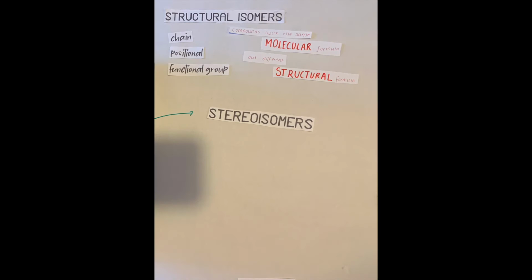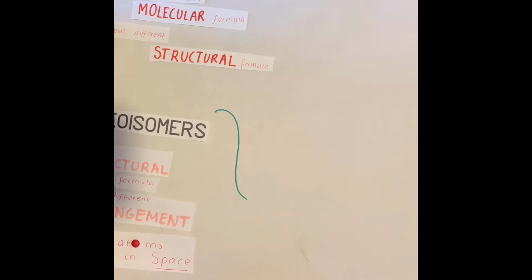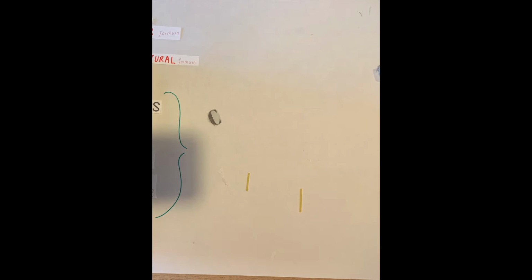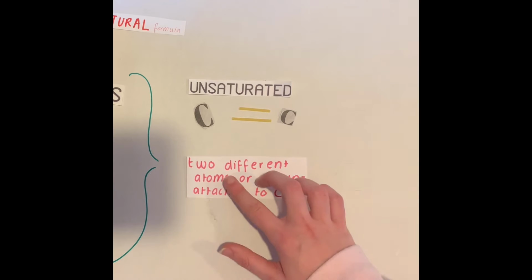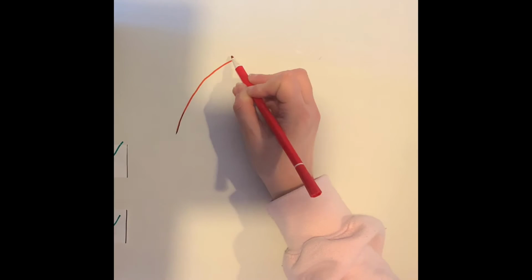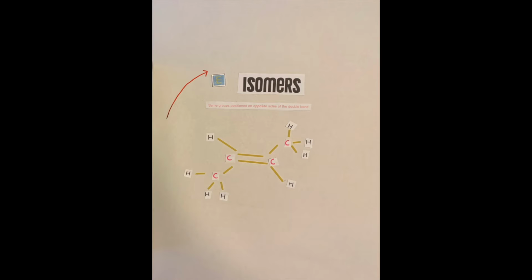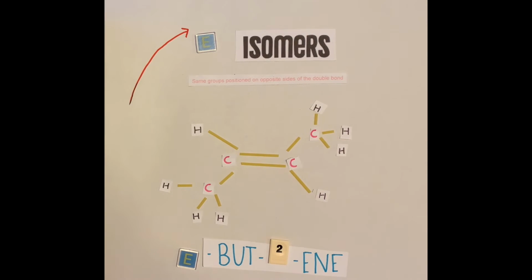Next up, we have stereoisomers. These are compounds with the same structural formula but a different arrangement of atoms in space. In order to have stereoisomerism, we need a C double bond C and two different atoms or groups attached to this double bond. Our first type of stereoisomers are E isomers. It's when the same groups are positioned on opposite sides of the double bond.